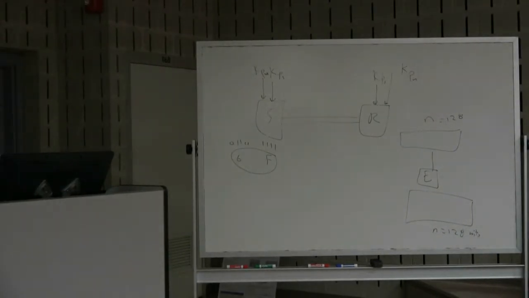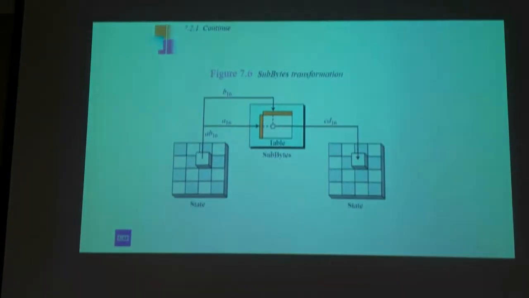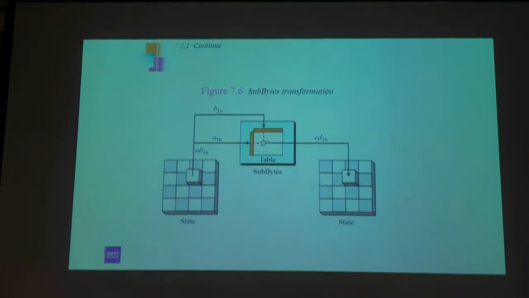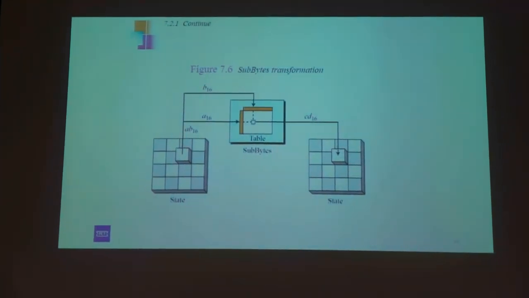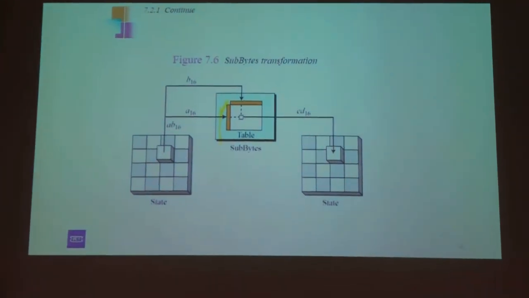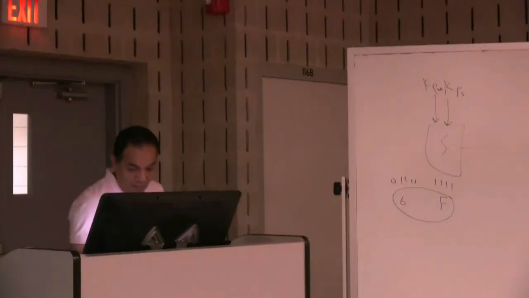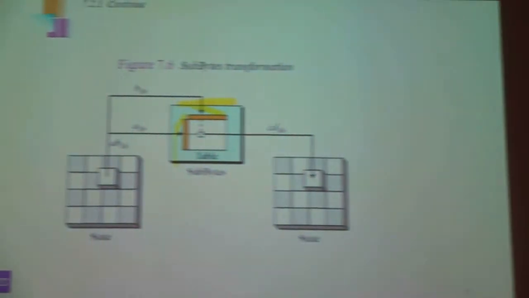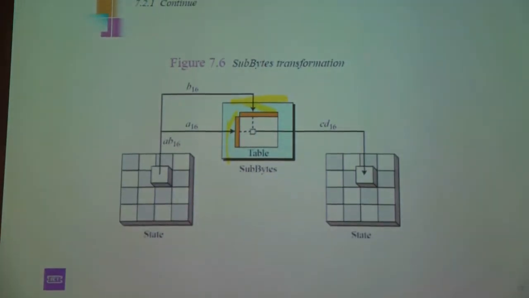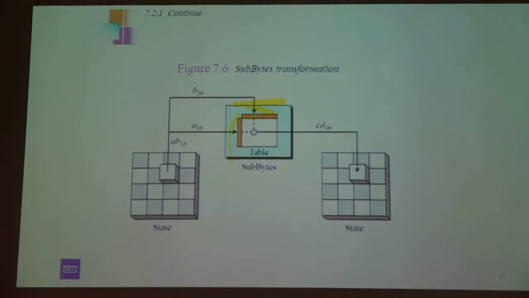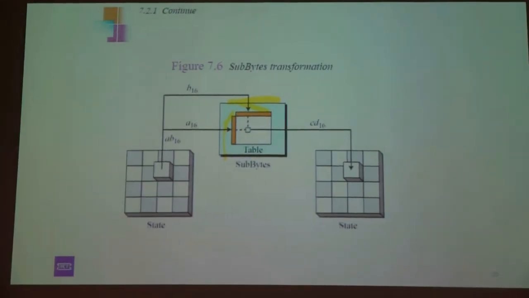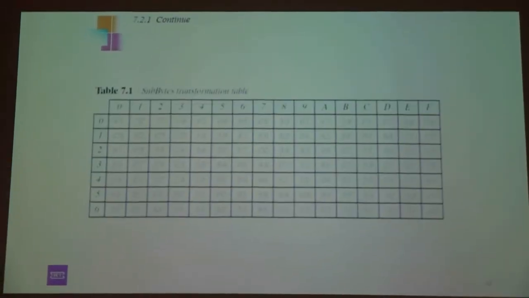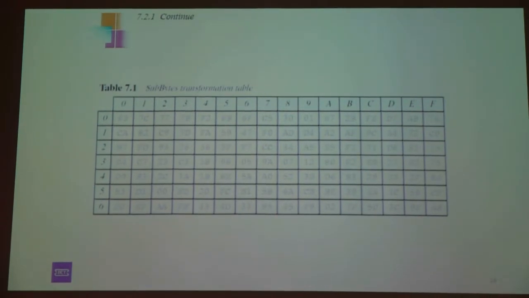So for the row, we take the first digit, and for the column, we take the second part. And there is a table. We replace the value using the table. Who wrote this table? Not me, not you. The people who designed it. So let's take a look at the table. Here is the table.